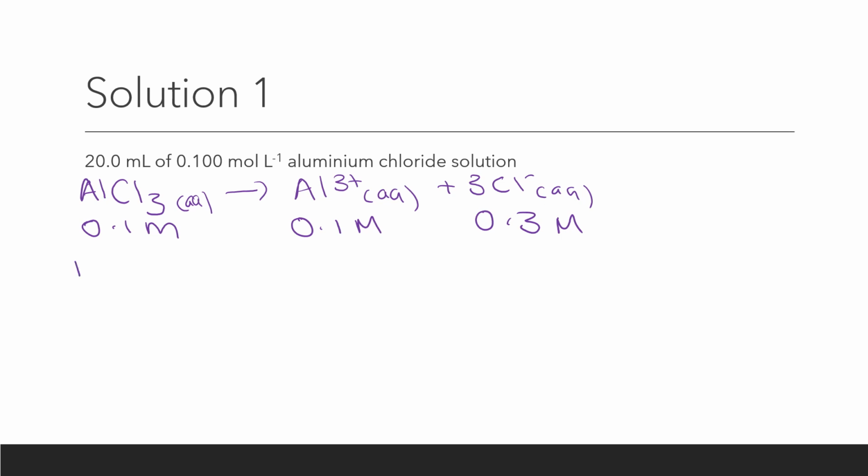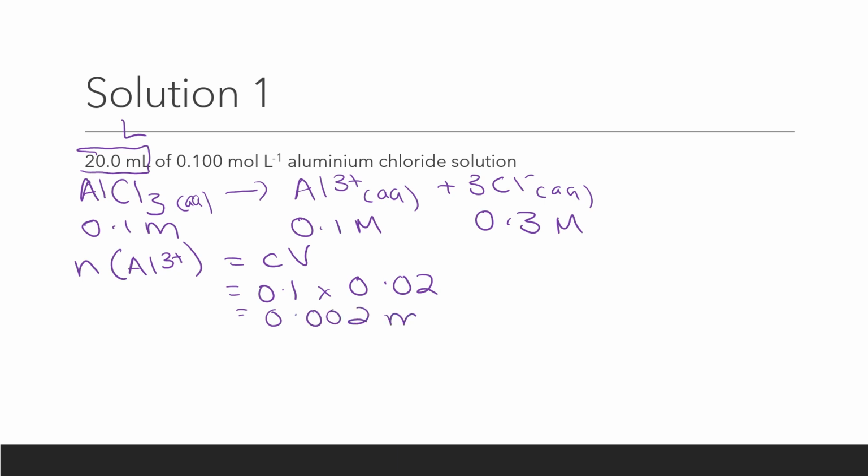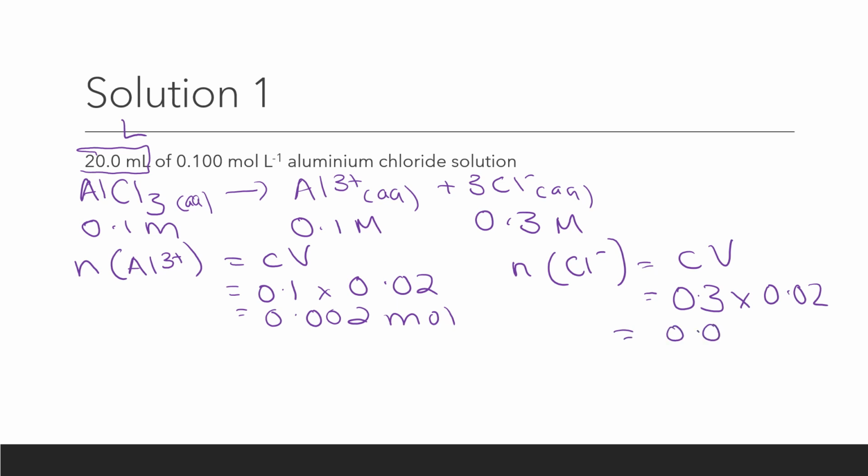So the number of moles of aluminium ions will equal CV, which is 0.1 times 0.02, because we must convert our volume into litres, is 0.002 moles. The number of moles of the chloride ions would equal CV, which is 0.3 times 0.02, which is 0.006 moles.